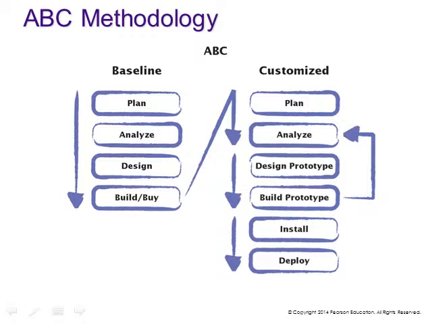And then the last methodology we'll talk about is this ABC methodology. And as you recall, ABC is the accounting system equal baseline plus customizations. When we're talking about this ABC methodology, what we're really saying is that we're going to divide the system into two phases. One is the baseline phase, and one is the customized phase. In the baseline phase, we're really going to follow that waterfall methodology. We're going to plan, analyze, design, and then decide to build or buy. Then we have to address the customizations that are needed. And in the customizations, we're going to follow the same six steps.